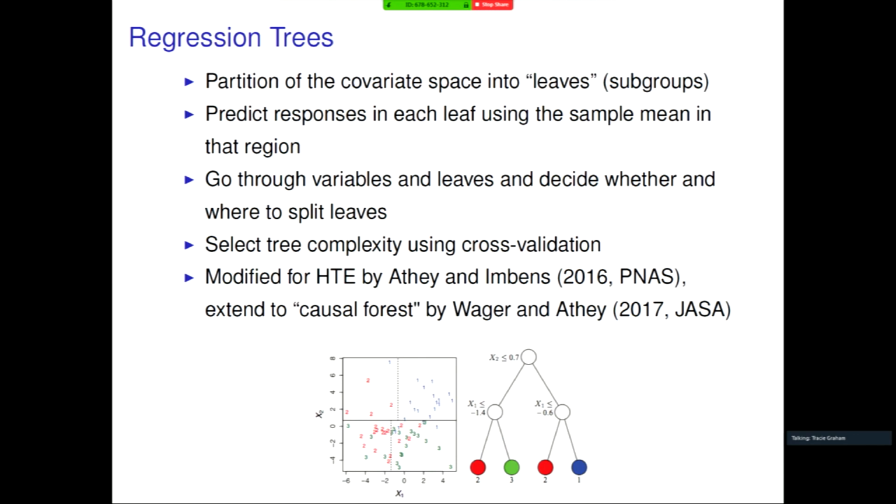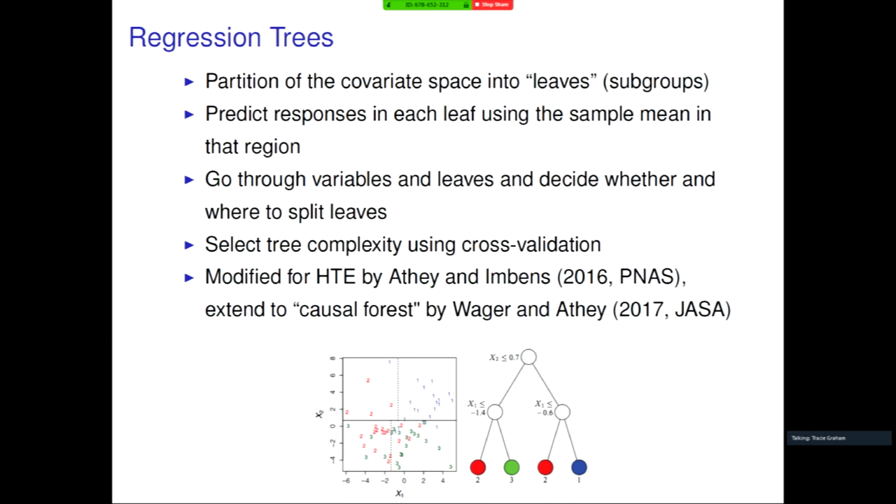If you have two variables, x1 and x2, you decide the first split at x2 at some point. If someone has x2 below a threshold, then you go to this leaf, and otherwise you go to the other leaf, and then you decide to further split, things like that. So you select tree complexity, use cross-validation or some method to decide how deep the tree is going to be, and then you also do some pruning and all that kind of thing.